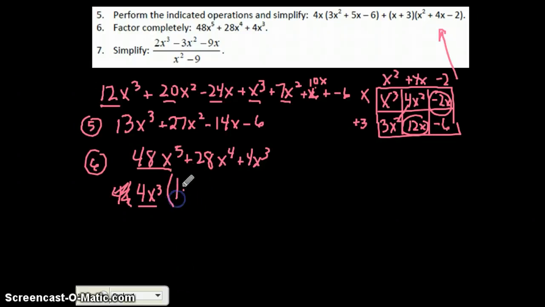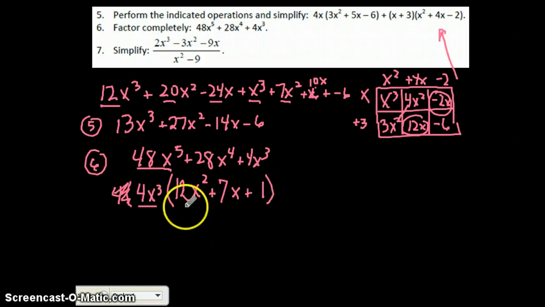And the answer is 12x squared plus 4 and 28, that's 7x plus, what does 4x cubed need to multiply to get to be 4x cubed? 1. Okay, so factor, it says factor completely.